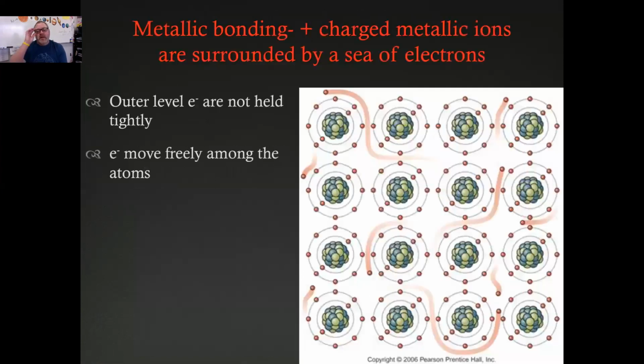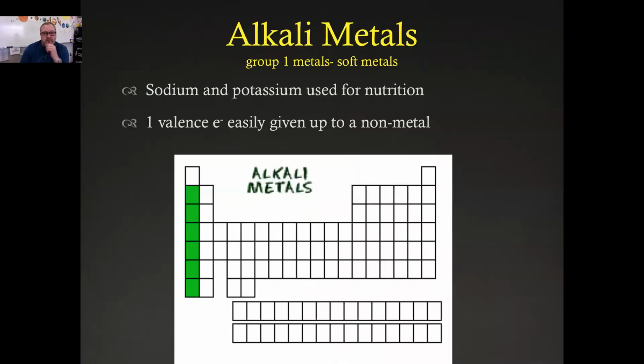So in metallic bonding, because those electrons are held so loosely, those electrons are very easily passed back and forth, and it creates what we call a sea of electrons. Okay, those outer energy level electrons, they're very loosely held. They get passed back and forth very easily, and they're free to move around amongst all of the atoms.